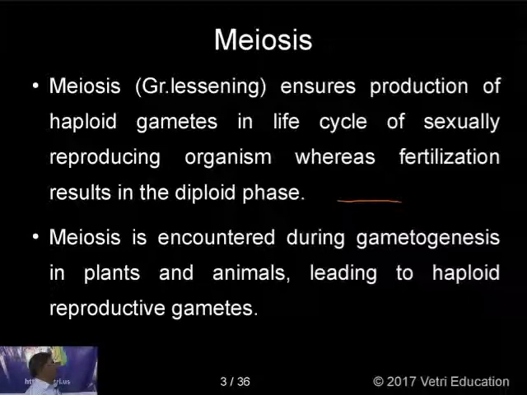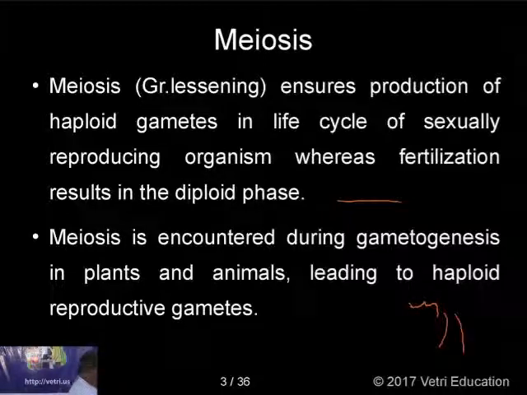Meiosis ensures the production of haploid gametes in the life cycle of sexually reproducing organisms, whereas fertilization results in the diploid phase. So this is nothing to worry about. In a diploid organism meiosis happens and gives haploid gametes, and those haploid gametes again fuse and form the diploid parent cell. That's all.